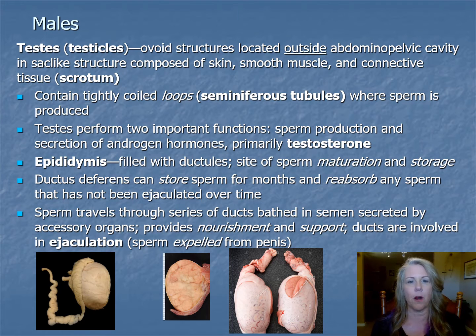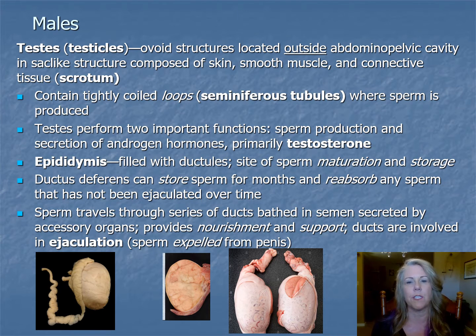Now, one particular part of it, called the epididymis, is filled with ductules. Now, ductules, that particular word, just means tiny ducts. And that is the site of sperm maturation and actually storage. The ductus deferens, which these parts you've been learning in lab, can store sperm for months and reabsorb any sperm that has not been ejaculated over time.